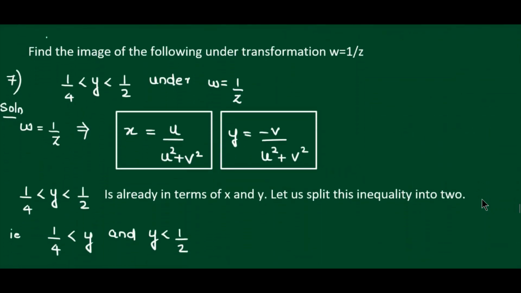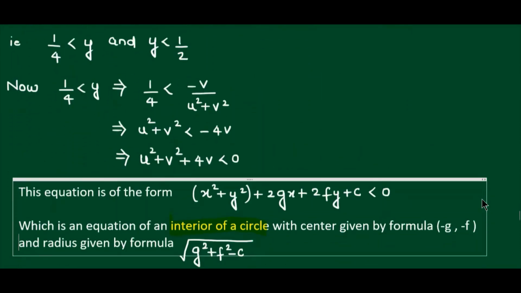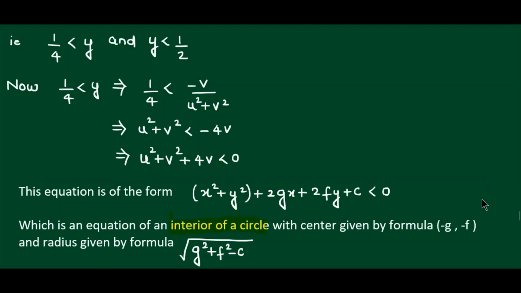Find the image of the following under the transformation w equal to 1 by z. Now this is a different question because we have an inequality here. We are going to find the image of the region between these two lines under the transformation w equal to 1 by z, and you know the equations for x and y. Now this inequality is already expressed in terms of x and y, so we are going to split this inequality into 2. So you can write 1 by 4 less than y and y less than 1 by 2. Now consider these two inequalities separately and then find out the images separately.